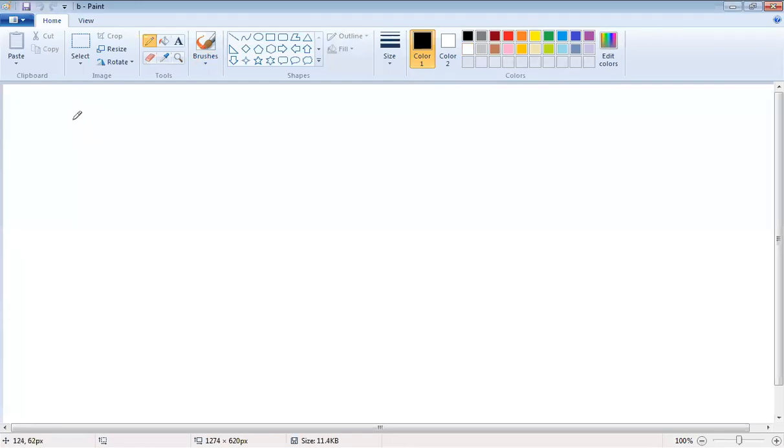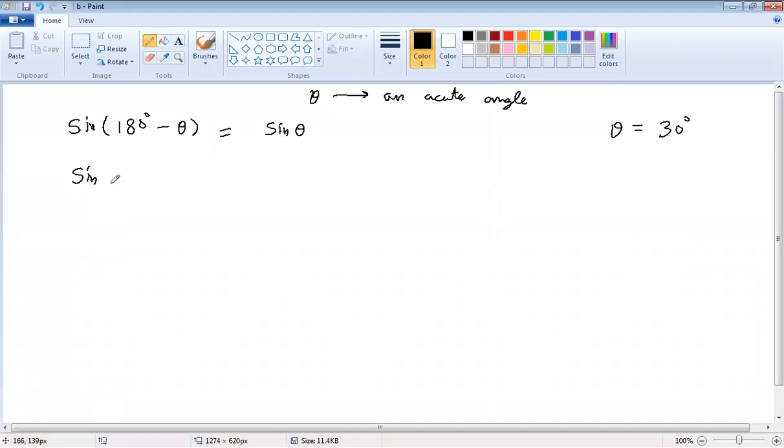So we have seen sine of 180 degree minus theta is equal to sine theta, where theta is an acute angle. Let us take theta is equal to 30 degree. So left hand side will be how much? 180 minus 30 means 150. Is it okay?